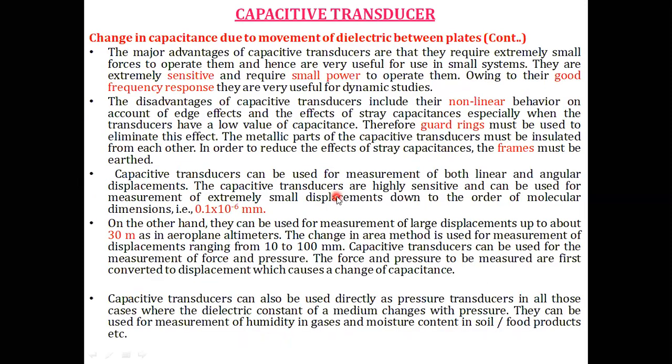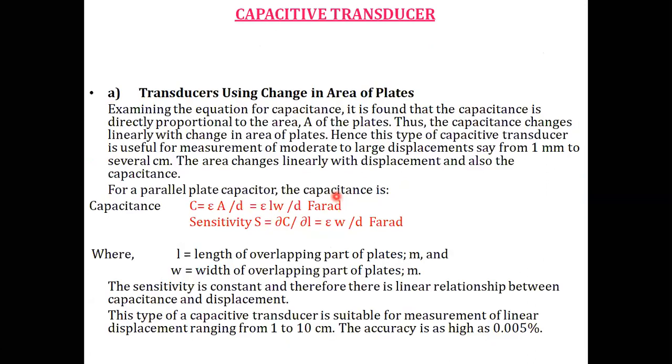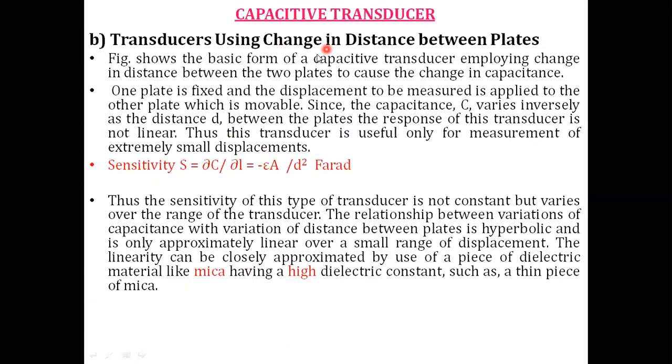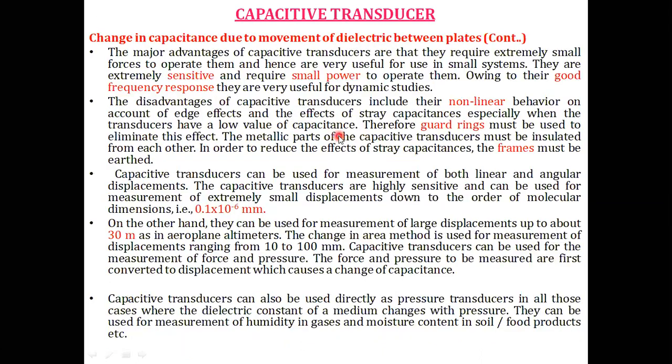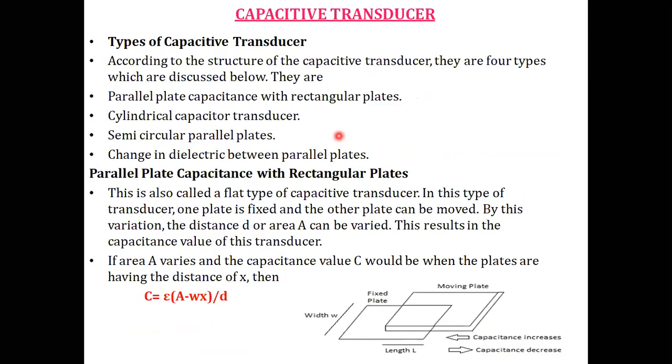This is about the three types of transducers we have seen: transducers using a change in area of plates, transducers using change in distance between the plates, and transducers using change in dielectric constant. And we will see the different types of capacitor transducers. According to the structure of the capacitor transducer, there are four types we can discuss here.